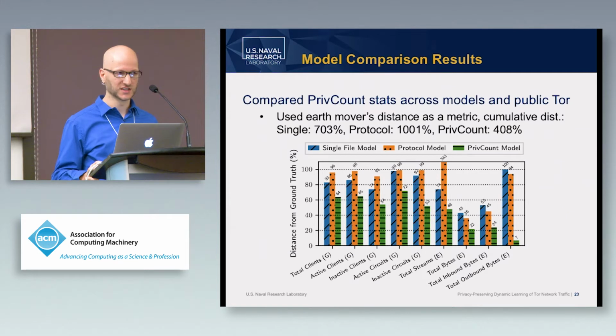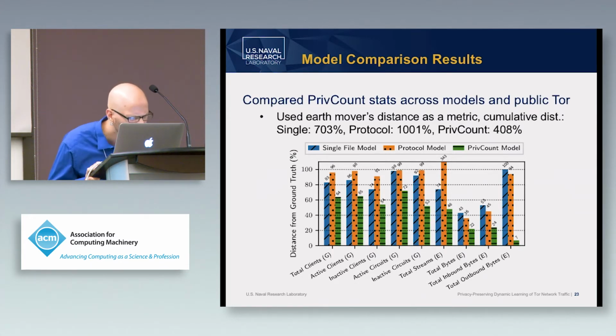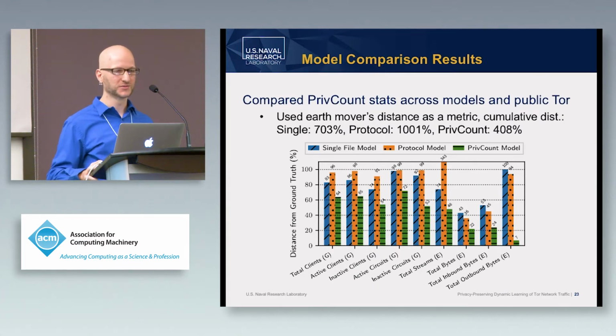0 would mean the same as ground truth. So the PrivCount model is the closest to 0 across all of these statistics. And actually, we see that the protocol model does a little bit worse, primarily because it's creating 340-something% of the streams that it should be creating. Cumulatively, across all of these statistics, the single file model was roughly 700% from ground truth. The protocol model was 1,000%, and PrivCount was 400%.